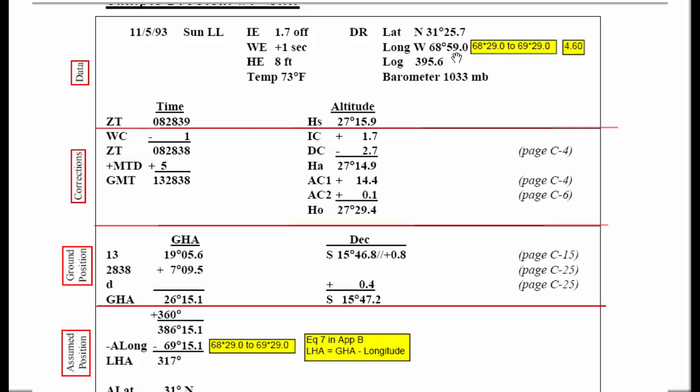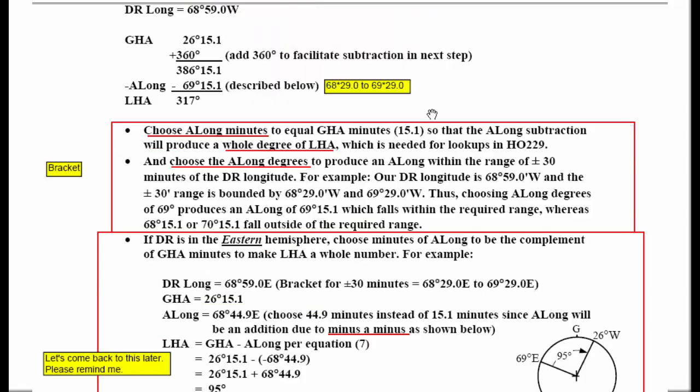6829.0, which is 59 minus 30 is 29, and 6929 is 30 minutes greater than 6859. So here's my bracket, 6829 to 6929. I'm going to use that bracket to determine the degrees for the assumed longitude.